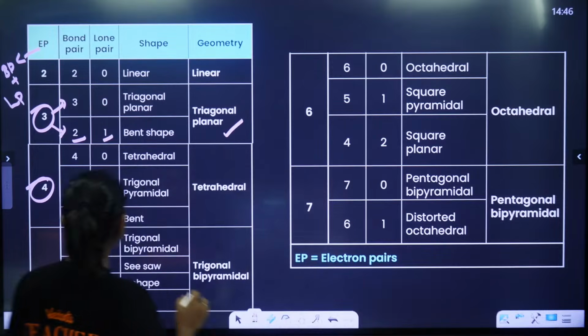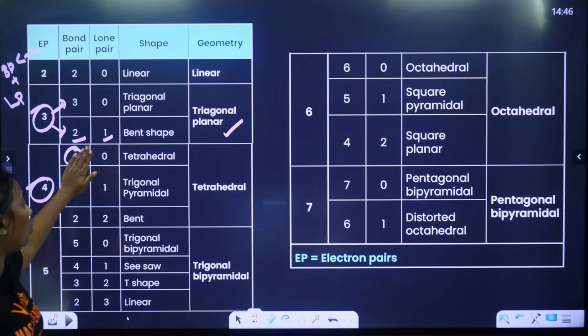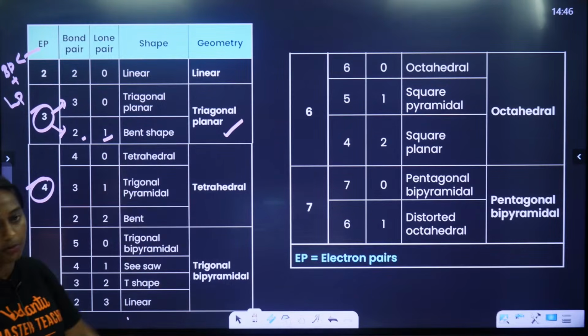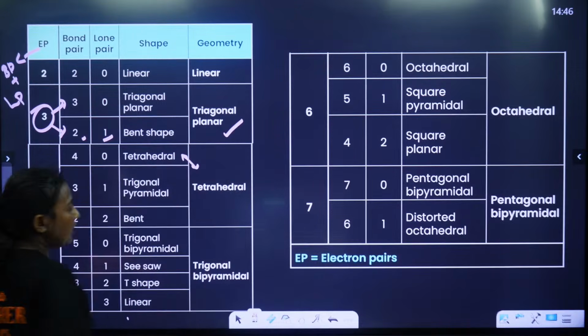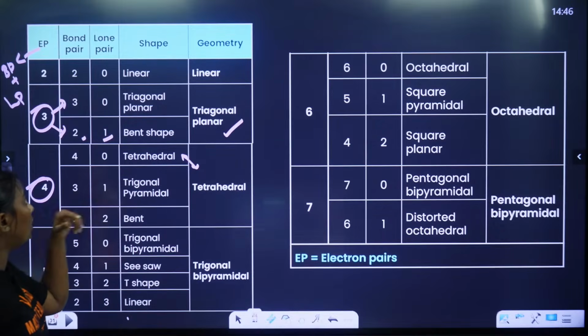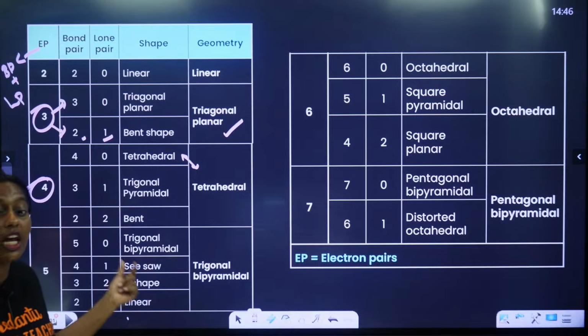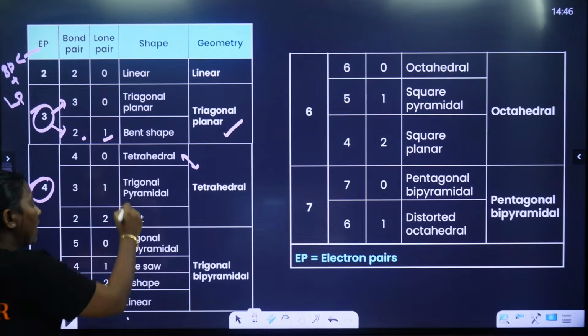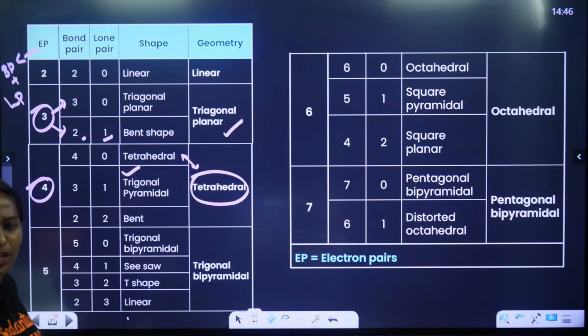The first case is 4 bond pair and 0 lone pair, so the shape and geometry are the same. That is tetrahedral. Next is 3 and 1: 3 bond pair and 1 lone pair. The shape is different. The shape is trigonal pyramidal and the geometry is tetrahedral. The geometry stays the same, tetrahedral.